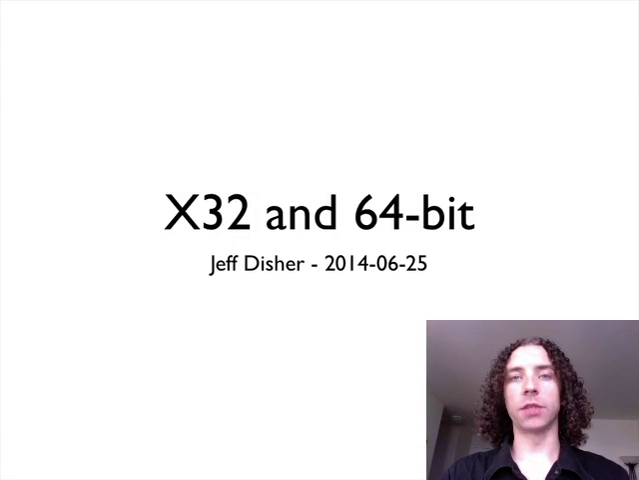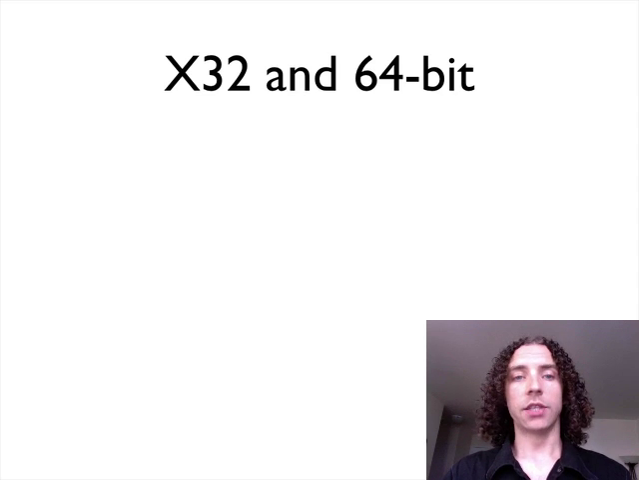Today I'm going to talk about something that's kind of Linux specific and kind of technical, but still interesting, and it points out some interesting differences between 32-bit and 64-bit assumptions. So this is all about the X32 ABI and 64-bit processes. So what does this mean?